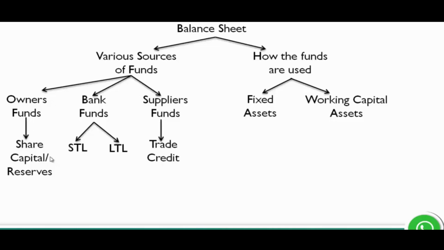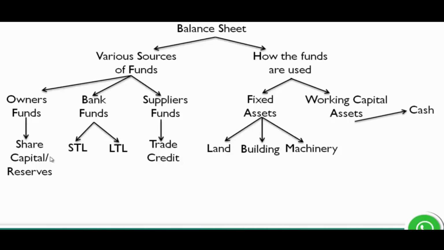So what can be a fixed asset? Say you use the money to acquire land, building, machinery. I mean, you use the money to acquire various assets with no intention to sell but to use them in the business. So they become fixed assets. And what can be your working capital assets? Working capital assets are those assets which are required for day-to-day operations of the business. It can be cash, it can be the stock inventory which you keep for future selling or for future consumption.